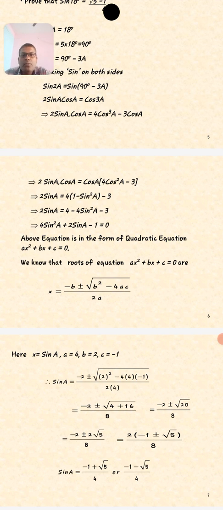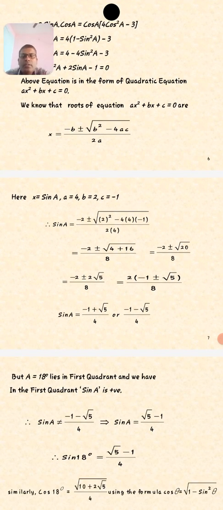The above equation is in the form of a quadratic equation, like ax² + bx + c. We know that the roots of the equation ax² + bx + c = 0 are x = (−b ± √(b² − 4ac)) / 2a. Here x is equal to sin a. Now we write a is equal to 4, b is equal to 2 and c is equal to −1. Using that formula, sin a is equal to (−2 ± √(2² − 4 × 4 × (−1))) / (2 × 4).